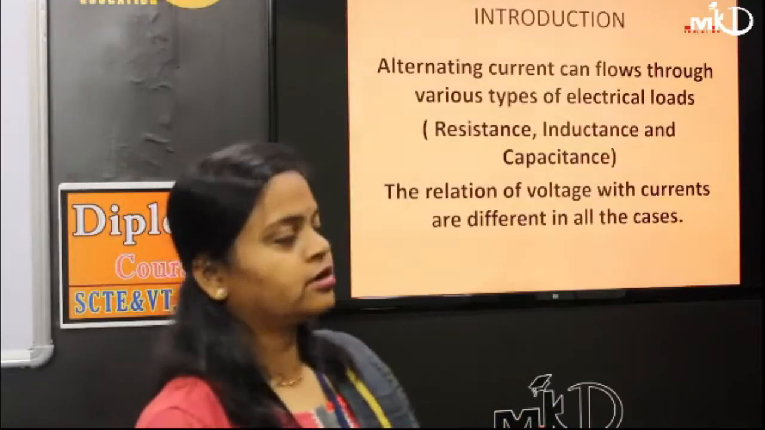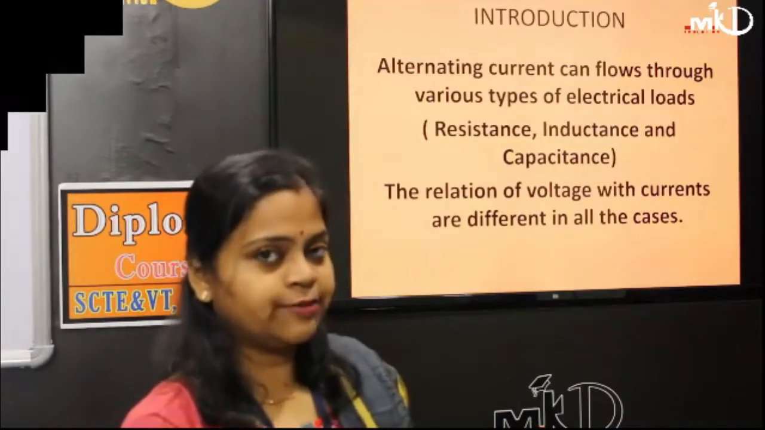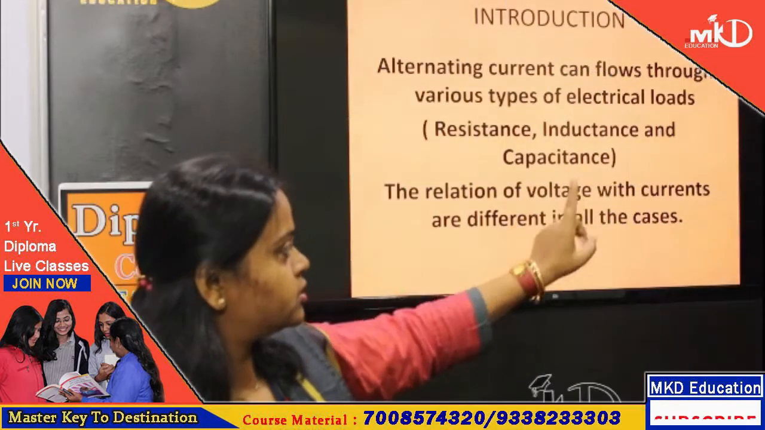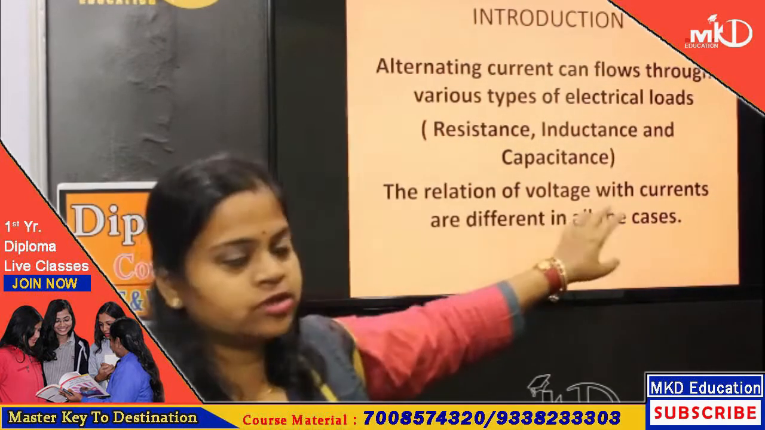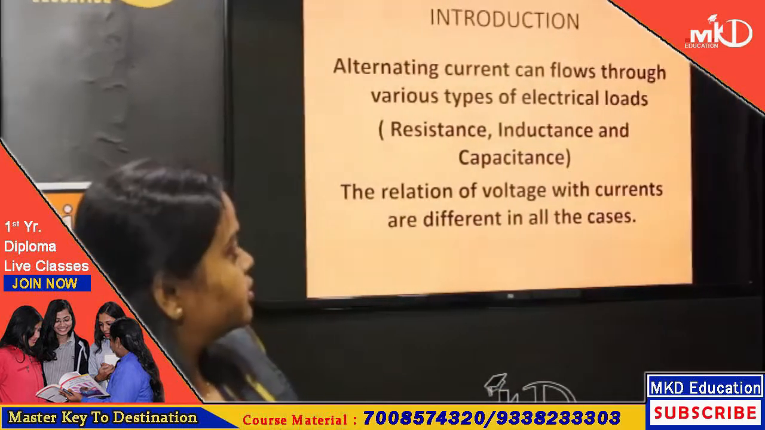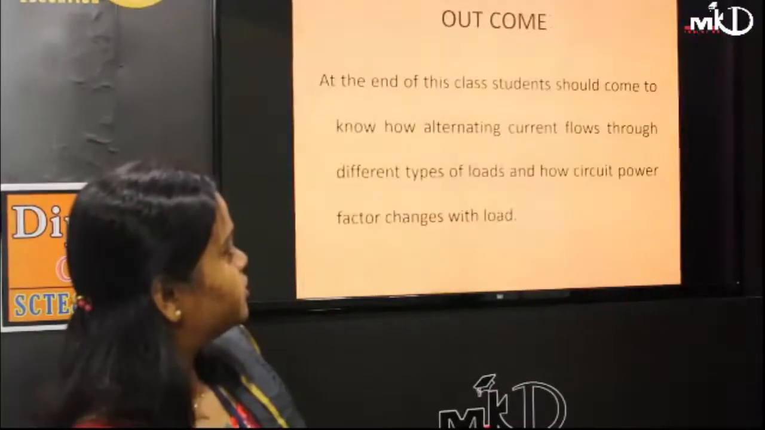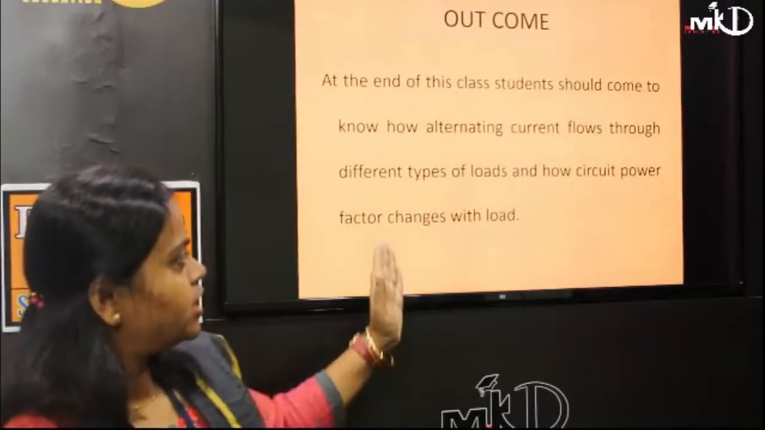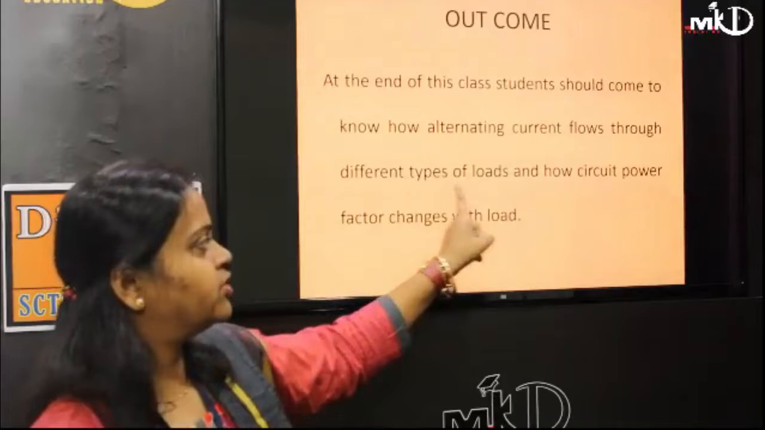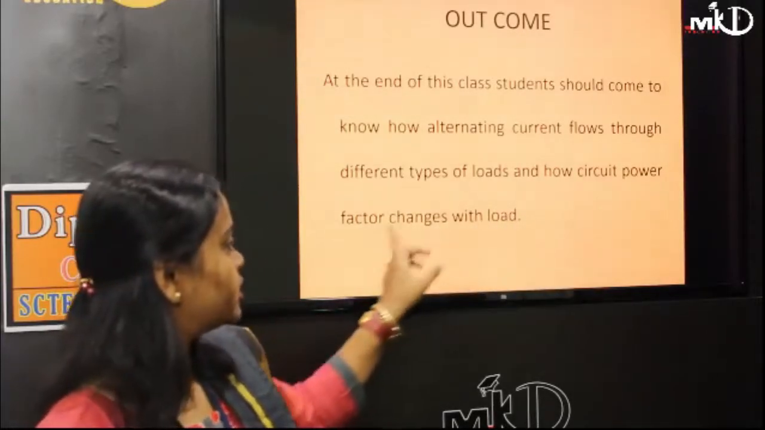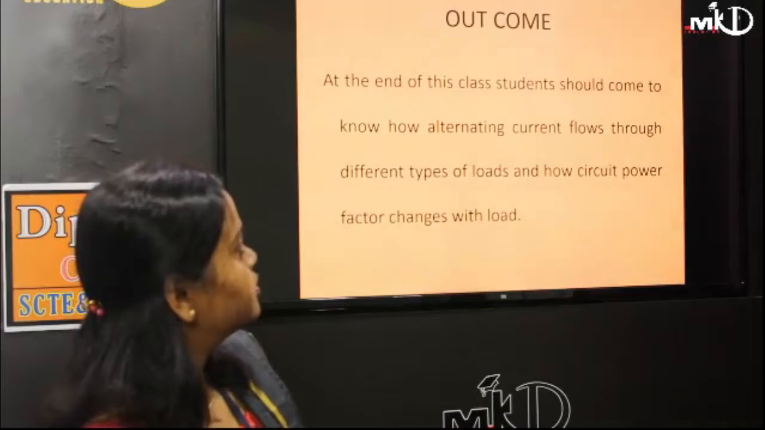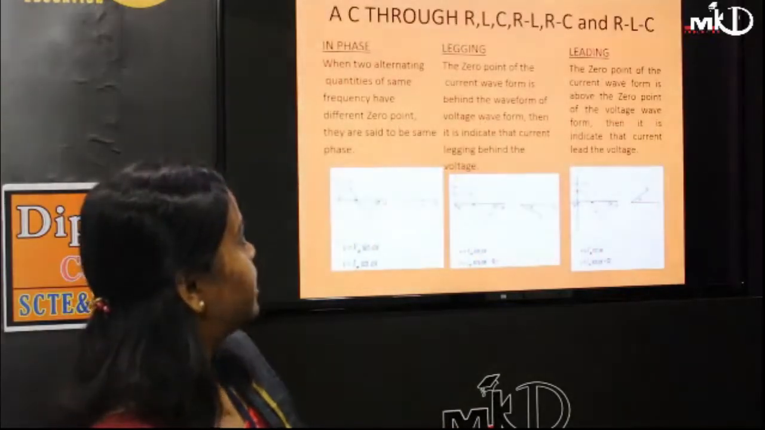As I have told you, alternating current can flow through different types of loads, that is resistive, inductive or capacitive, and we will see in this class what the relation of voltage with current is in all the cases, and that must be different. By the end of this class we will know the different types of loads, how alternating current flows in them, and how the circuit power factor changes with the load in all the cases. Now moving on to the next slide.